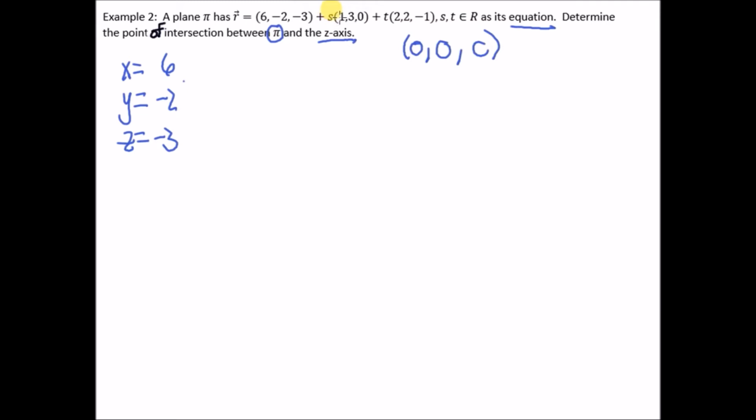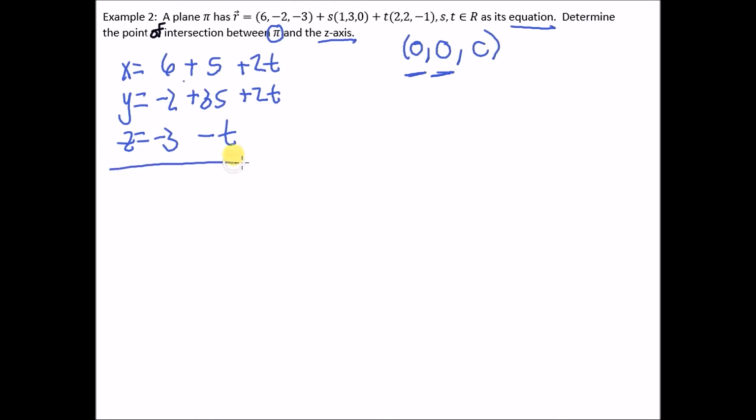Okay, now plus 1s, 3s, 0s, plus 1s, plus 3s, and I'm just going to leave out the s here. Okay, plus 2t, plus 2t, minus t. Okay, so there are our parametric equations. From here, what we want to do is plug in what we know. We know that x equals 0 and y equals 0.